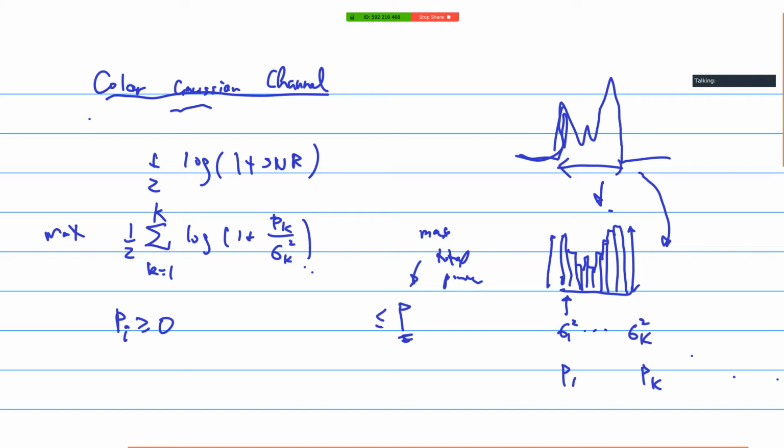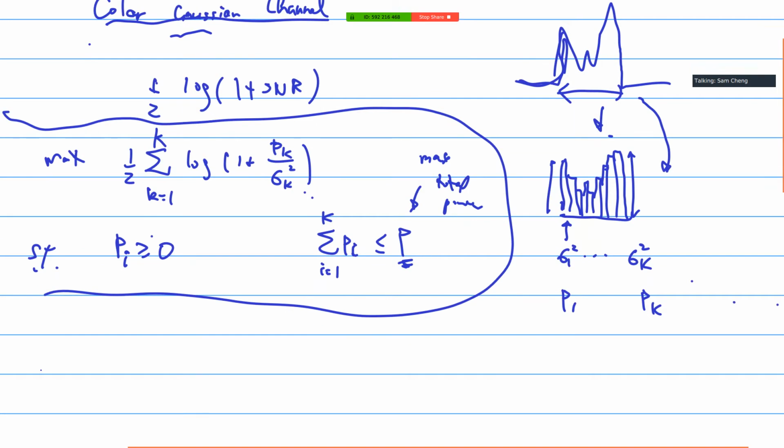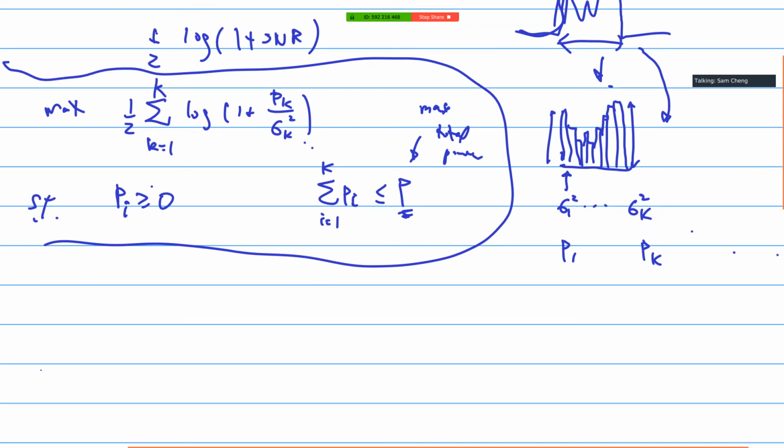Let's say, therefore, the sum over all pi, i equal to 1 to K, will be less than or equal to P. So this is the constraint here. Let's say subject to these constraints here. So we have an optimization problem like this. So let's try to solve this one. Again, we just use the Lagrange multiplier and KKT conditions. So let us just write down all the KKT conditions.